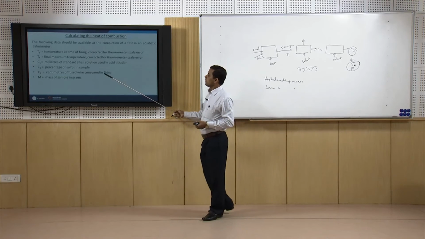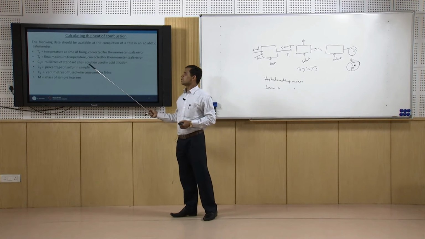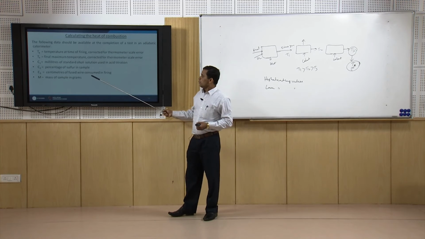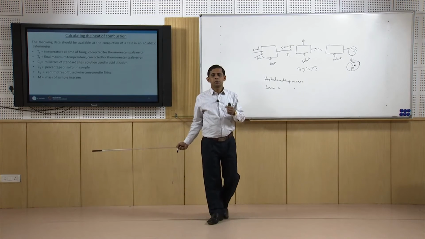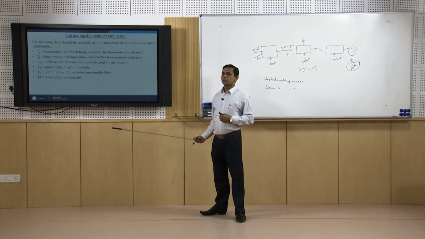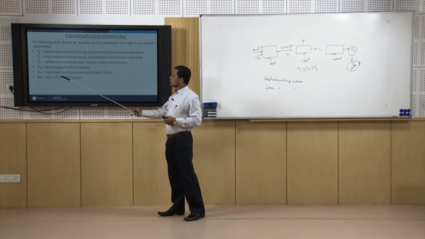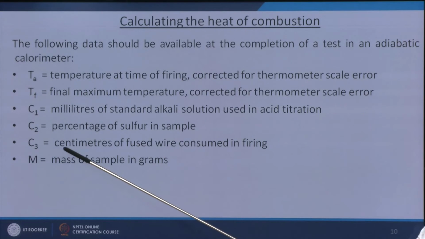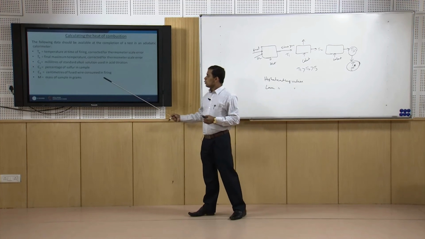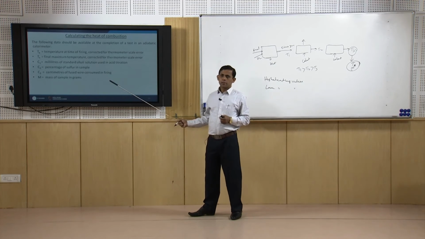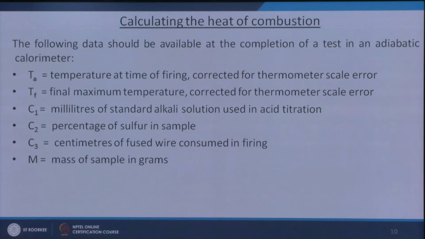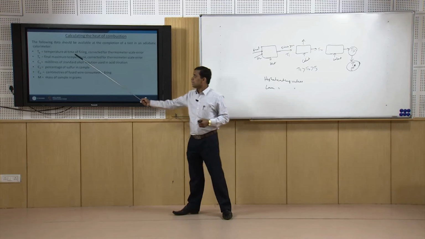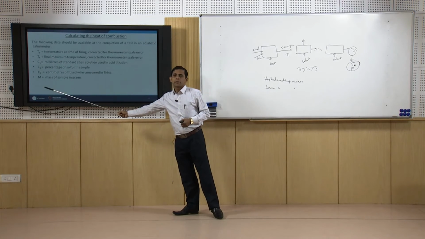So, that will be C1 milliliters of standard alkali solution required, and then we will get C2 percentage of sulphur in sample, that is known to us if we have some CH analysis of the solid waste or any other liquid waste also. C3 is the centimeters of fuse wire that was used or consumed in firing, so that we can determine, and the mass of sample we had taken is known to us. So, these are the parameters known to us.